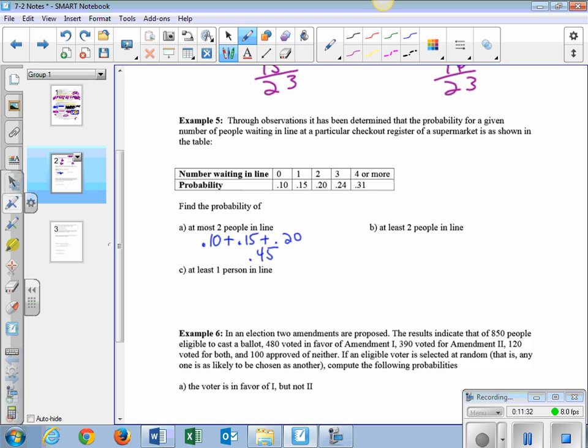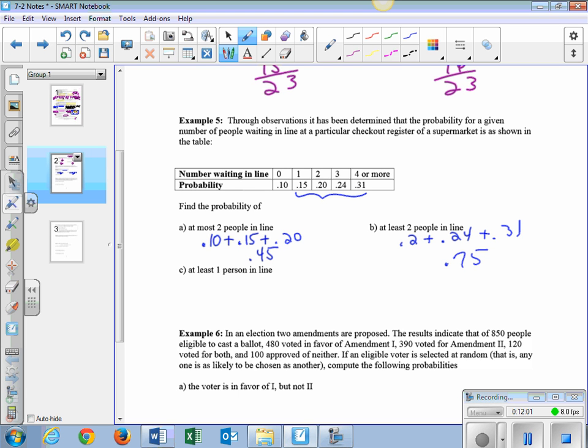At least 2 people in line means 2, 3, or more. So the probability of 2 people in line is 0.2, 3 people in line 0.24, and then it has 4 or more, so that's 0.31. So that is 0.75. And then it has at least 1 person in line. So that would be, that at least 1 person in line would be 1, 2, 3, 4 or more. So I could be adding these 4 numbers together.